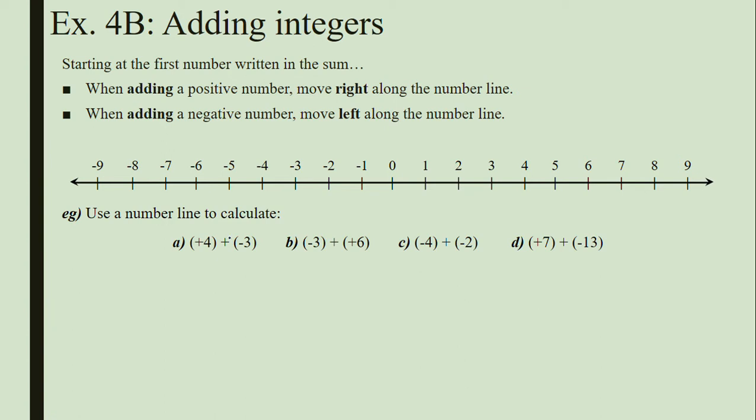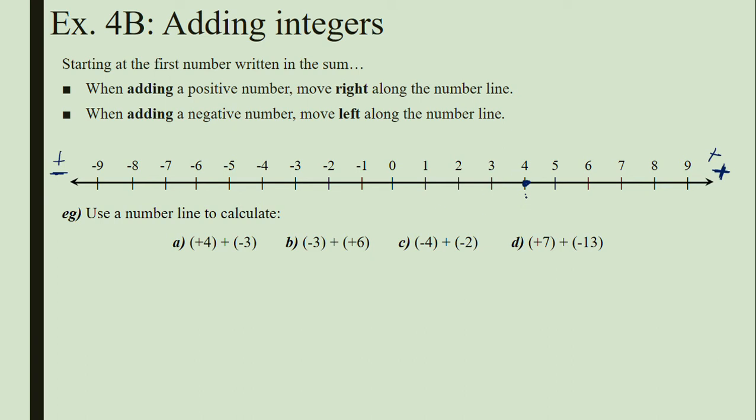We'll start with part A. So we're going to start at positive 4, which is right here, and then we're going to add negative 3. So please look carefully at this second point. When we add a negative number, we go backwards. So adding a negative number, go this way, and adding a positive number, go that way.